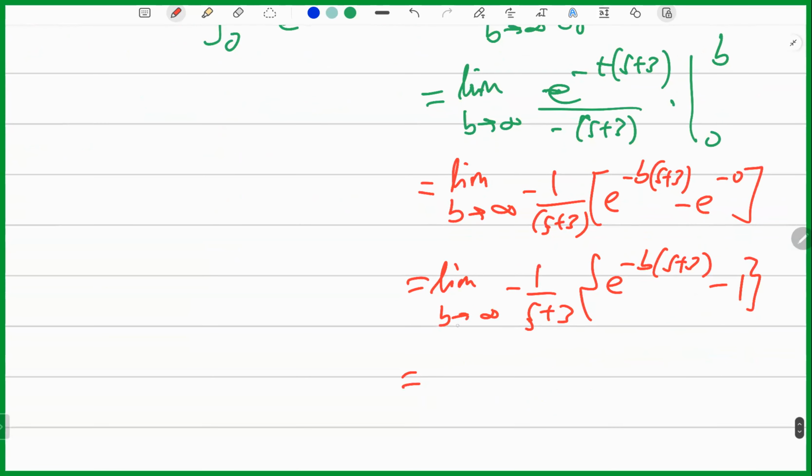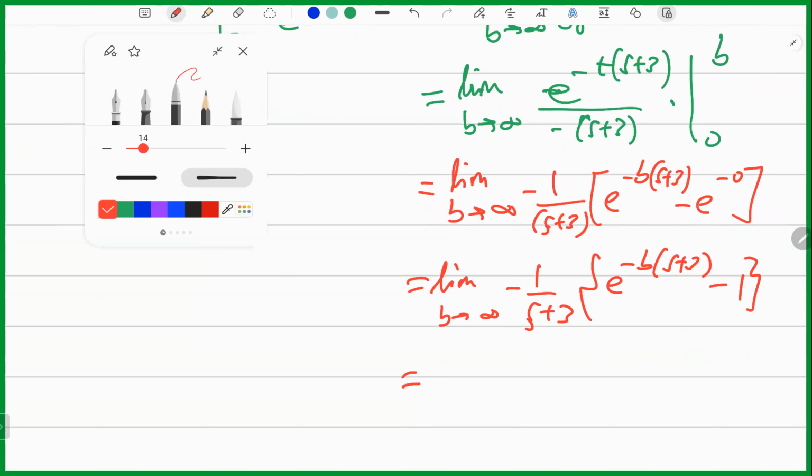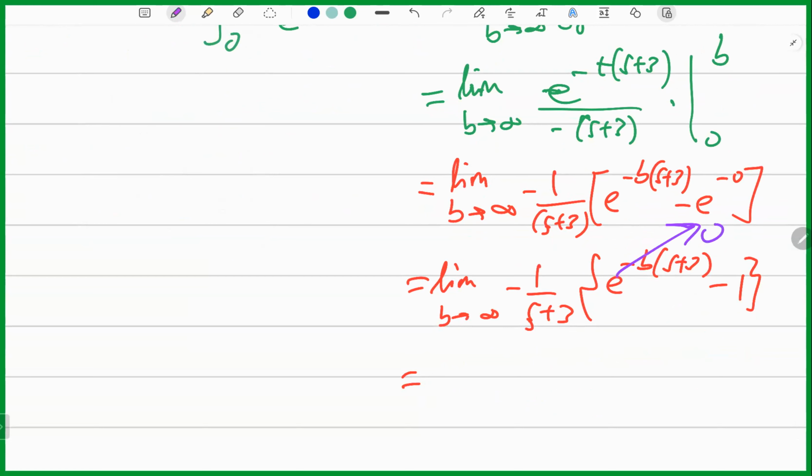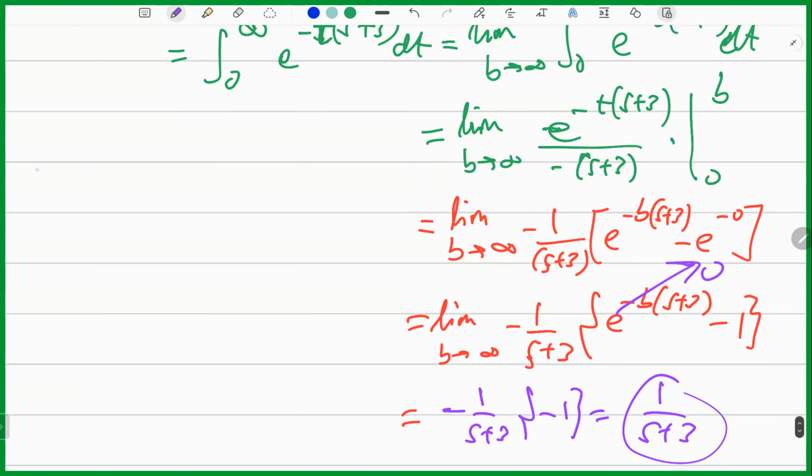So you take this when b approaches infinity. When b approaches infinity, the e to the power negative will always approach 0. And then if this one approaches 0, you are left with minus 1 over s plus 3 into minus 1, which is 1 over s plus 3. What is the meaning of this? Well, we've just proven that the Laplace transform of e to the negative 3t is 1 over s plus 3.